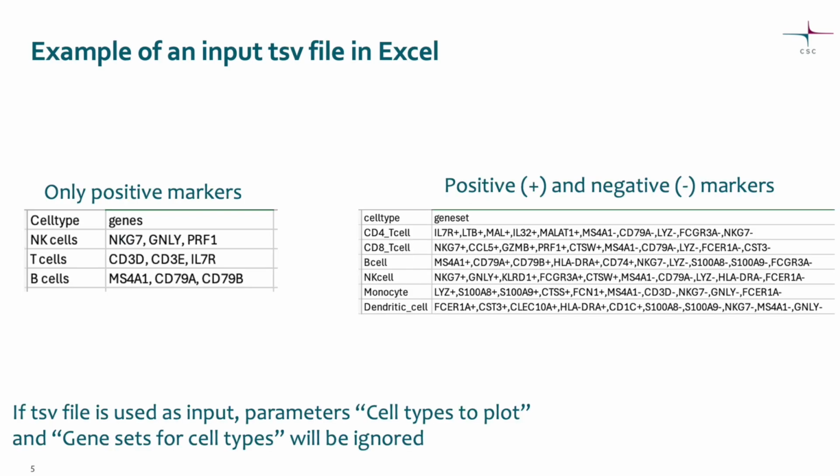Here is an example of an input TSV file in Excel. On the left, there is a simple scenario where you only have 3 cell types that need to be annotated and just a few genes for each cell type. On the right, there's a more complex scenario where you have more cell types and more genes. And in this scenario, you actually also have negative markers. If you decide to use the TSV file as the input, you can ignore the parameters cell types to plot and gene sets for cell types in the tool. I will talk about it later.